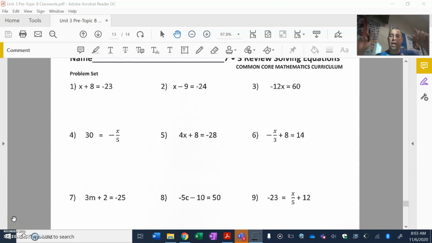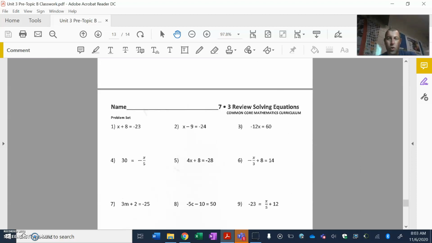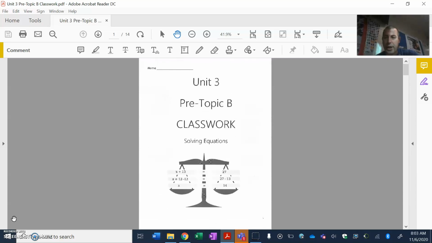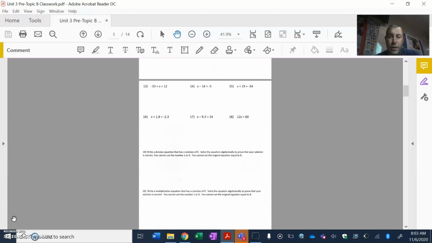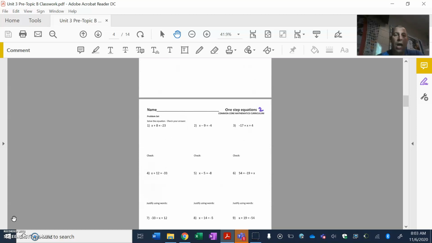So we are finishing up our solving equations mini unit. Let's take a peek at what we are after here. Here are your classwork packets. Expectations are what we're turning in. We are turning in the one-step equations part one, which is a two-page assignment. We do not need to worry about the one-step equations part two.